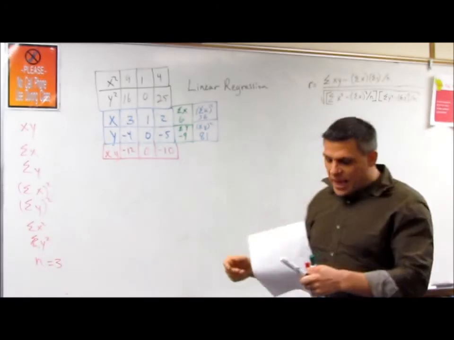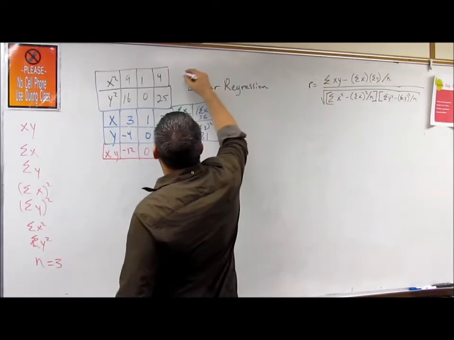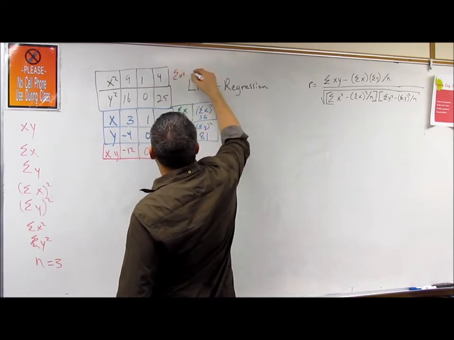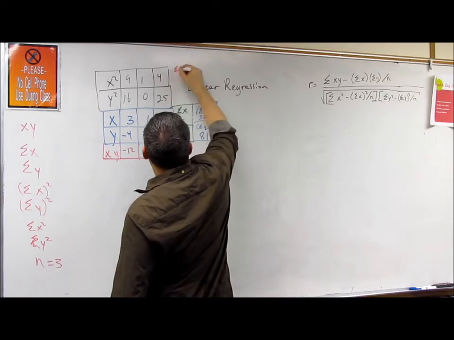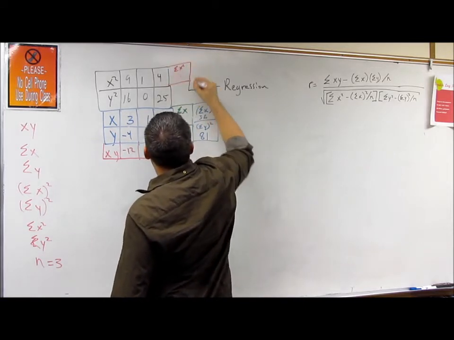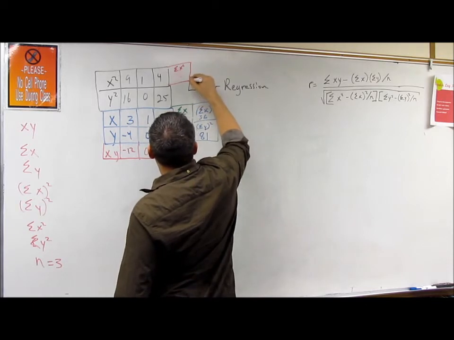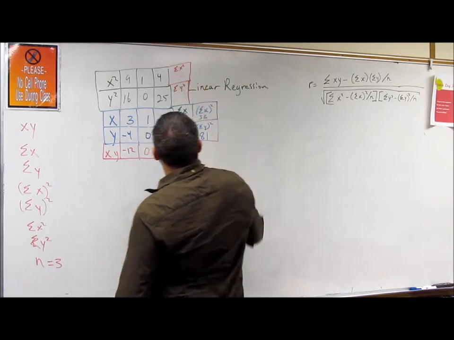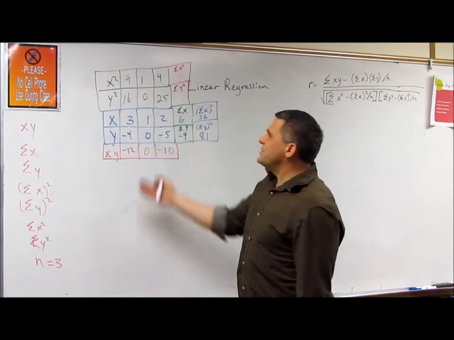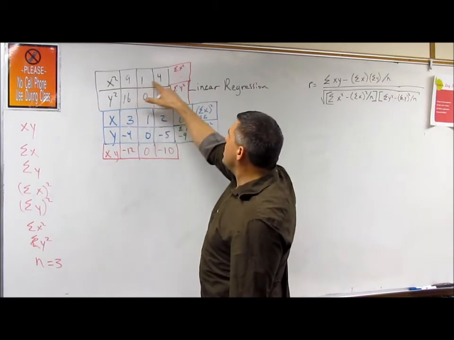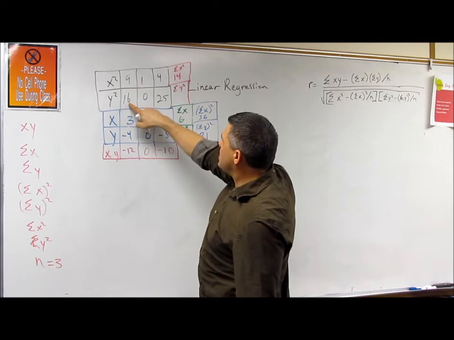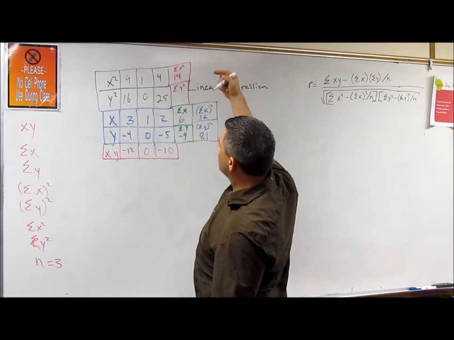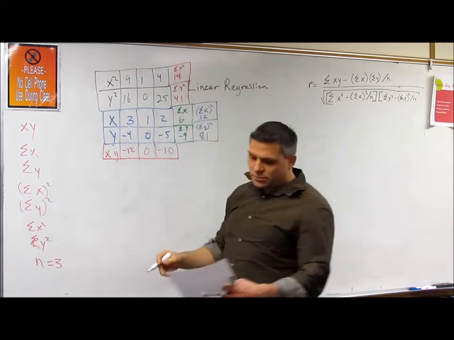Okay? And then I can write my sum of the x squares, right? I'll put that at the top. Sum of the x squares, and the sum of my y squares. So now all I have to do is add those numbers up. 9 and 1 is 10 plus 4 is 14. 16 and 0 is 16 plus 25 is 41. Does that make sense?